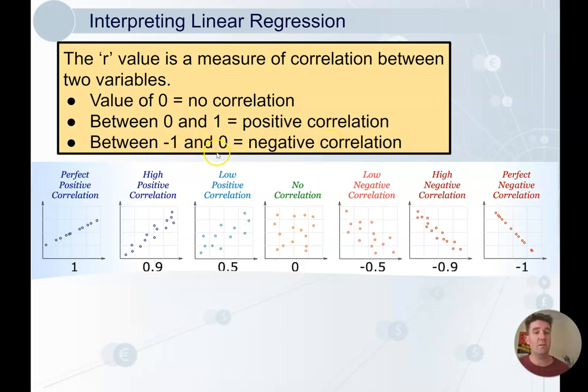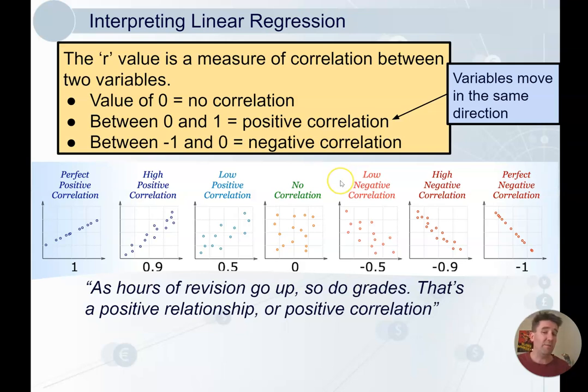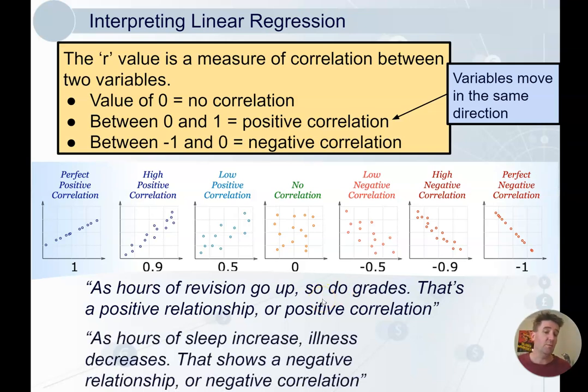Between negative one and zero is a negative correlation, so as one increases, the other decreases. We can see this in these charts here that could help you out. Ways we might see this: as hours of revision go up, so do grades. That's a positive relationship or a positive correlation, right? We might get asked about the relationship between two variables in an exam. I have seen that. You might need to say if it's a positive relationship or a negative. As hours of sleep increase, illness decreases. That shows a negative relationship or negative correlation. That's just another example of that.